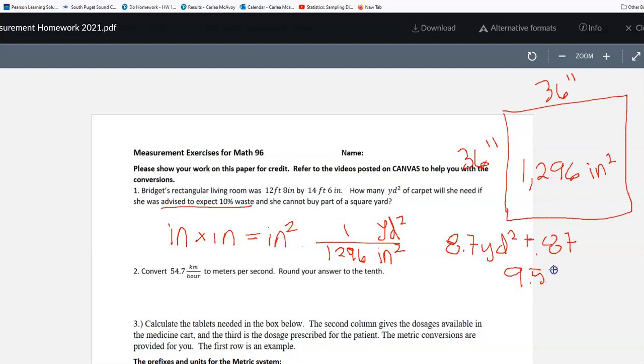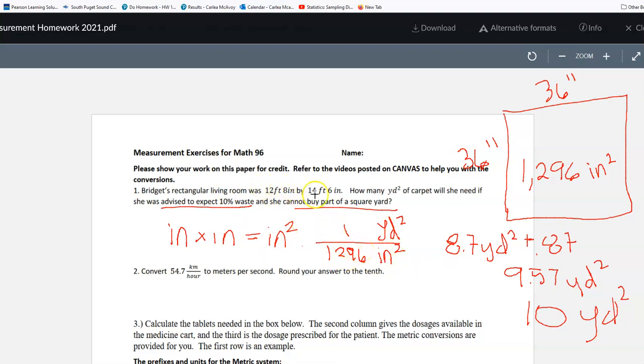Now I have 9.57 square yards, but I cannot buy part of a square yard. So I can't buy 9.57, so I would round that up and say I'm going to buy 10 square yards. Okay, so that's how you do that problem. You have to remember to add on that 10% at the end and also to round up to the nearest whole number, but also convert that correctly.